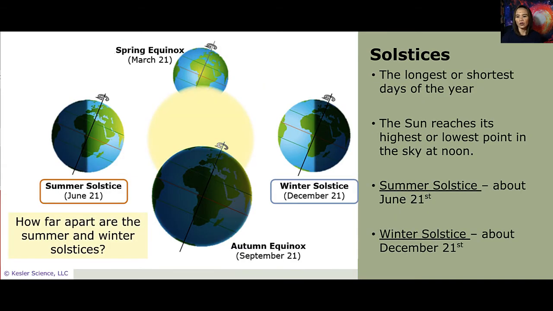Let's talk about the solstices. Now, solstices are the longest or shortest days of the year. That's what it means. Now, the sun usually reaches its highest or lowest point in the sky. The summer solstice is about June 21st, and the winter solstice is about December 21st. My question is, how far apart are the summer and winter solstices?